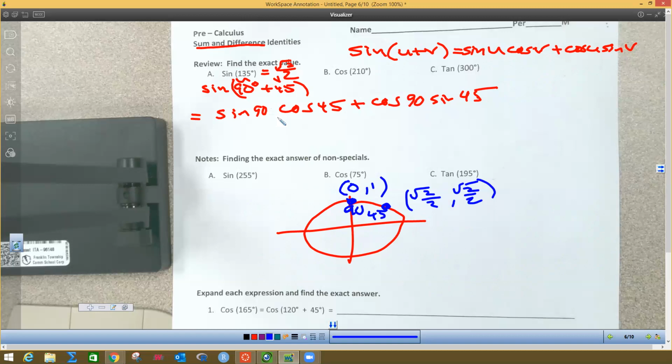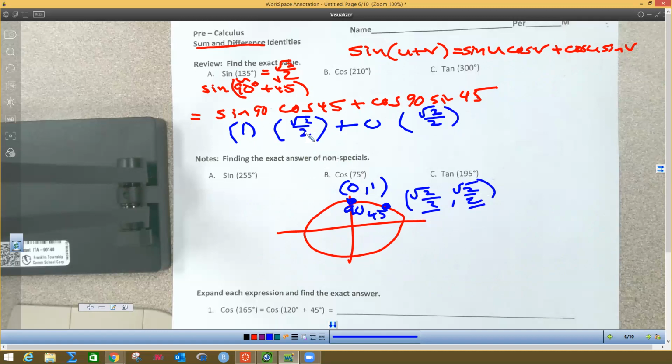So the sine of 90 is the y value at 90, so we put a 1 in for that. Cosine of 45 is this x value at 45 degrees, so we put in radical 2 over 2 for that. Then we get a plus sign. Then cosine of 90 is the x value right here at 90, which is 0. And the sine of 45 is the y value down here, radical 2 over 2.